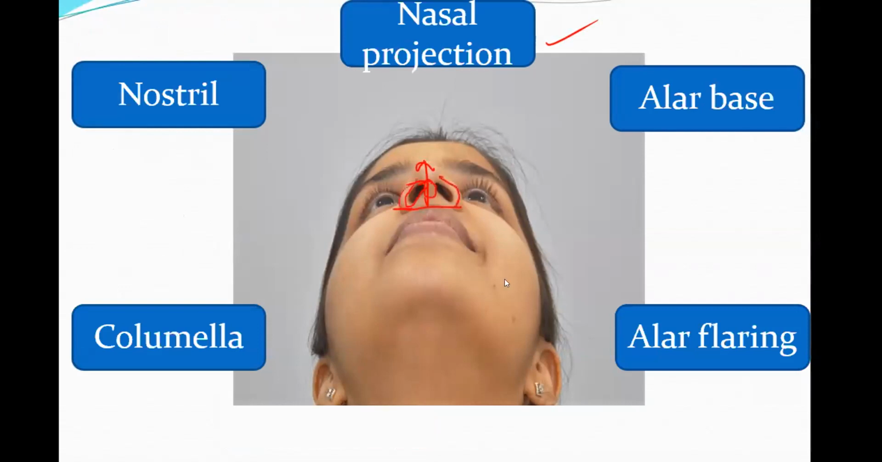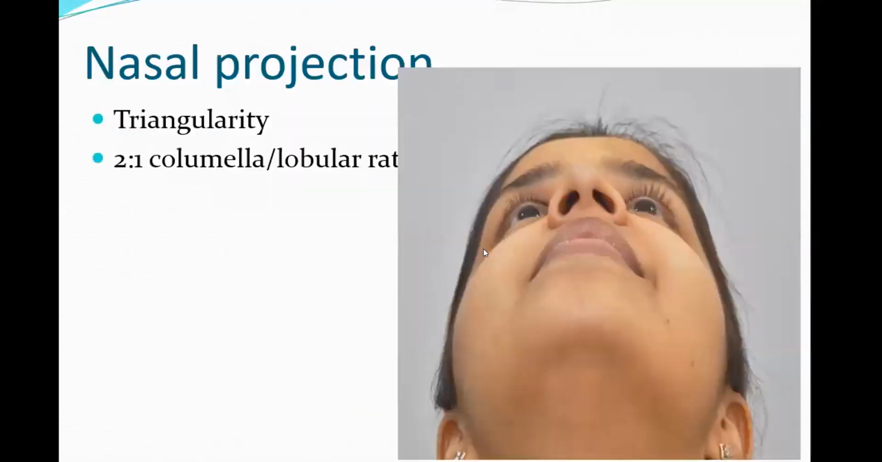I hope it's clear so far. I don't want to confuse you with too many terms. I'll just go through it again. Yeah, so you can have the nasal projection. This is the projection from the face, and then the nostril shape and symmetry. This is the columella, and then the alar base and the alar flaring. This is the flare. Okay, this width is the flare. This is something you need to know.